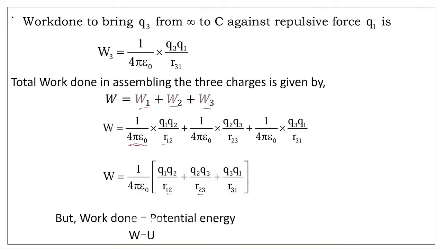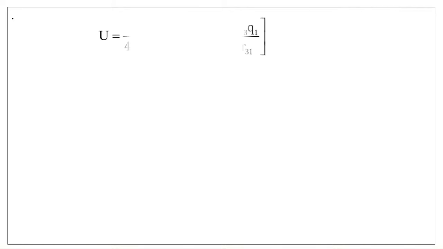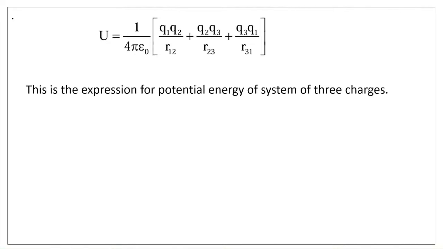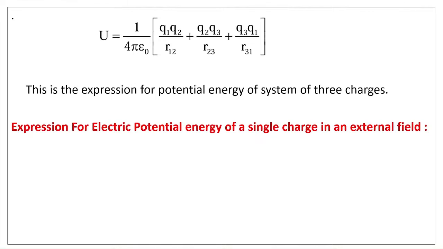But work done is equal to potential energy. That is, W is equal to U. Therefore, U is equal to 1 by 4 pi epsilon naught into bracket Q1 Q2 by R12 plus Q2 Q3 by R23 plus Q3 Q1 by R31. This is the expression for potential energy of system of three charges. Next, expression for electric potential energy of a single charge in an external field.